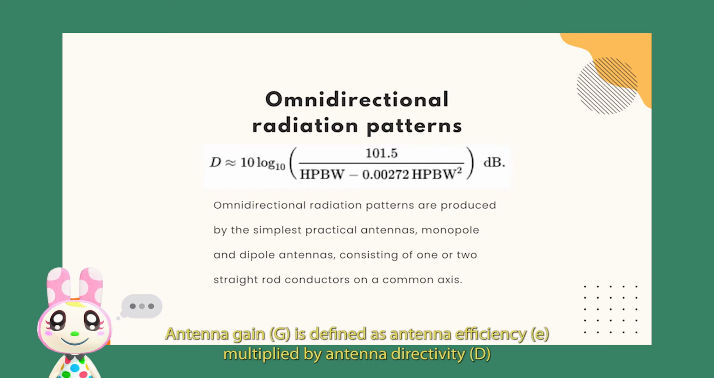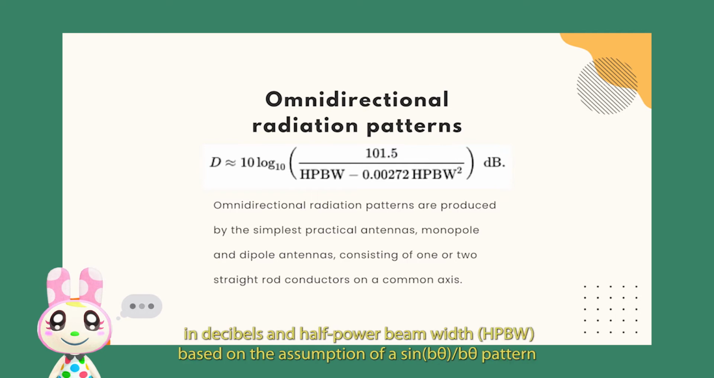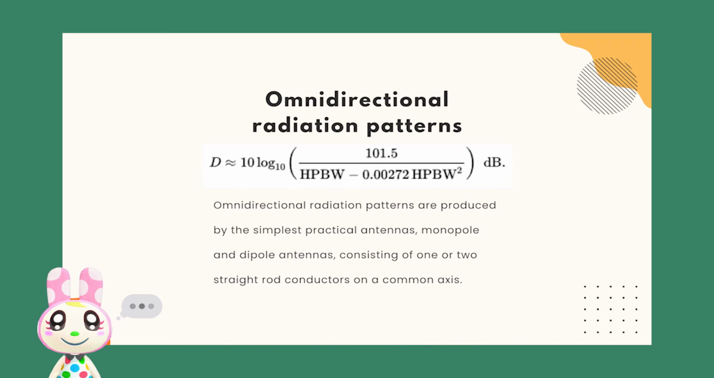An antenna's gain is defined as the antenna's efficiency multiplied by the antenna's directivity. A useful relationship between omnidirectional radiation patterns, directivity in decibels, and half-power beamwidth is based on the assumptions of a size B theta over B theta patterns.